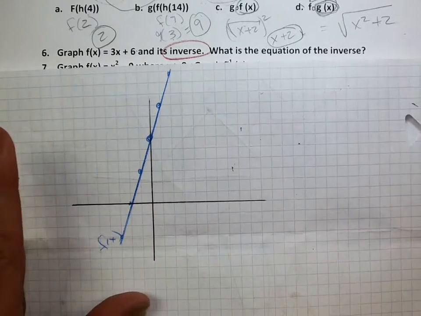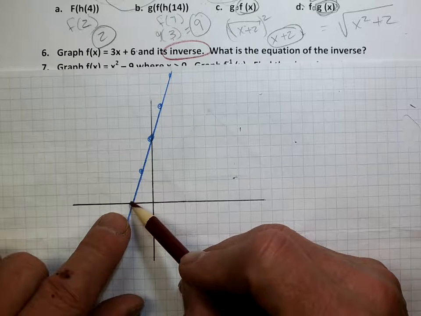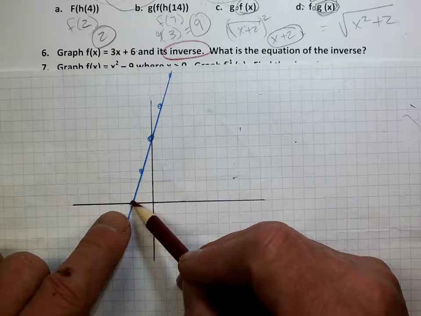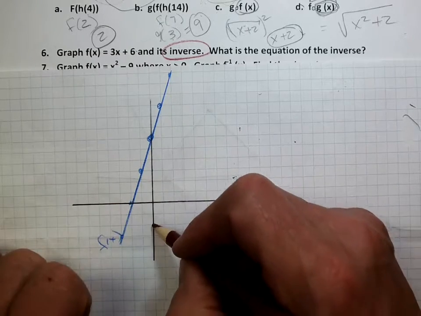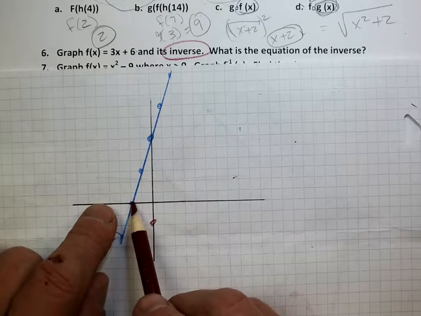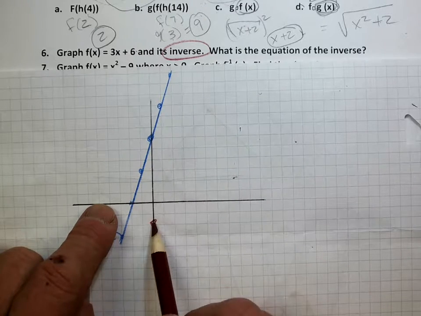You want to see a fast way to do this? It's a straight line. Do you guys agree with that? Yes. So here is an x-intercept of -2. What would be the opposite of an x-intercept of -2? A y-intercept of -2. Or think about this. This point's at -2, 0. So this point should be at 0, -2.